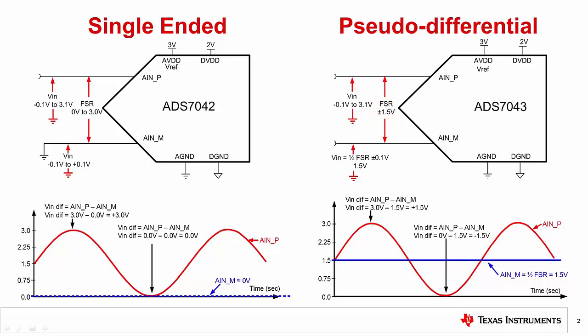In this example, when ANP is at 3 volts, the differential input is 3 volts minus 1.5 volts, which equals 1.5 volts. On the other hand, when ANP is at 0 volts, the differential input is 0 volts minus 1.5 volts, which equals negative 1.5 volts. Thus, for pseudo-differential devices, the output code will be a signed binary number because the differential input can be either positive or negative. Whereas, for single-ended devices, the output code will be an unsigned binary number because the differential input is always positive.